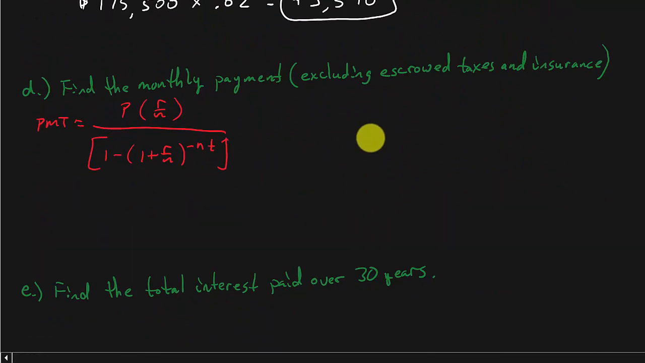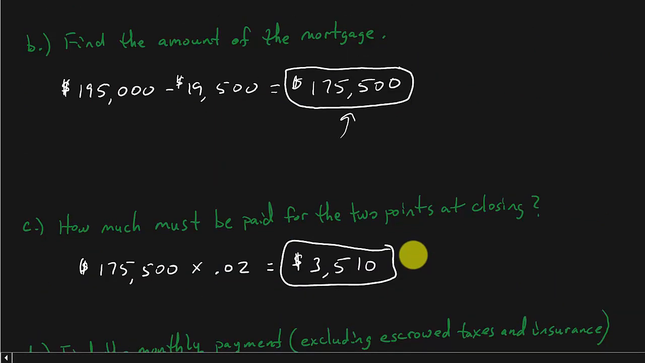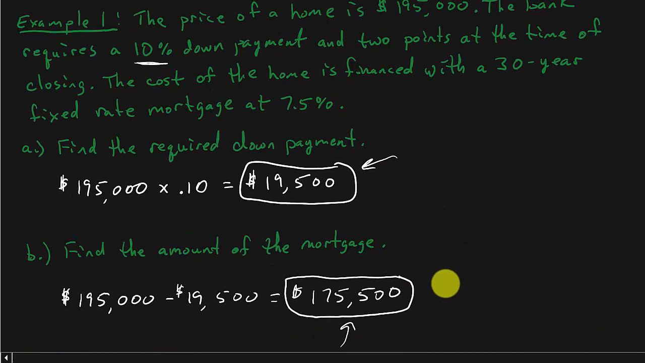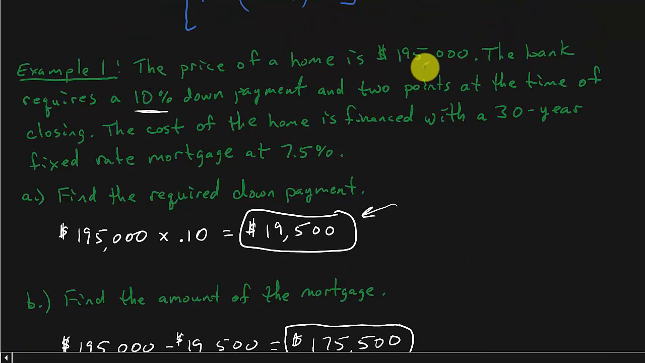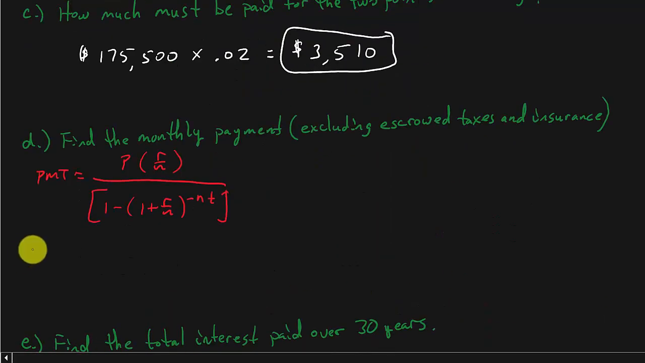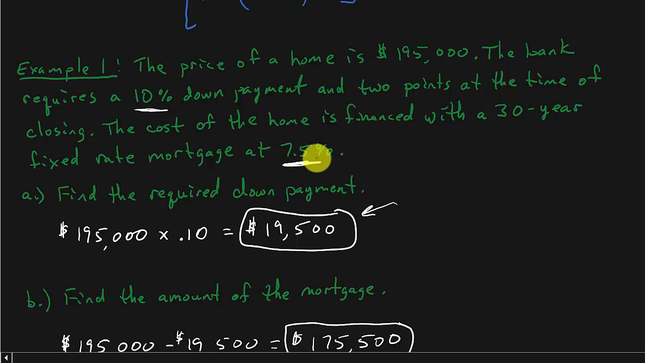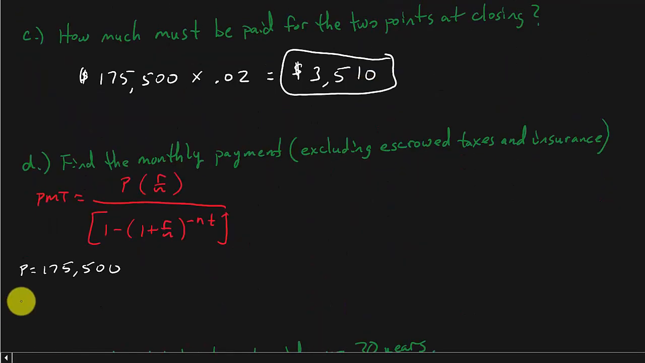Now, let's look and see what all we need. We need P. That's how much we're going to borrow. The home was $195,000, but we made a 10% down payment, so we only have to borrow the $175,500. So P would be $175,500. R, that's the interest rate. So let's come back up here. The interest rate is 7.5%, so we would convert that to decimal, 0.075.